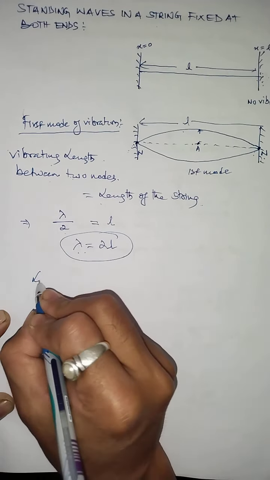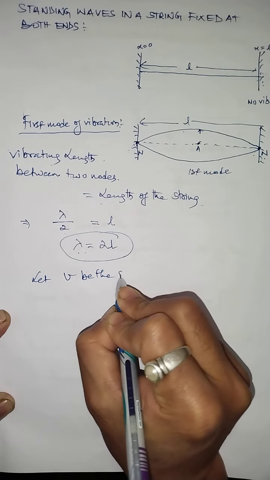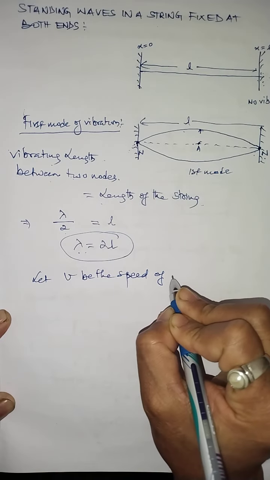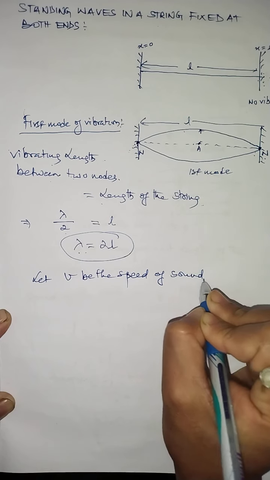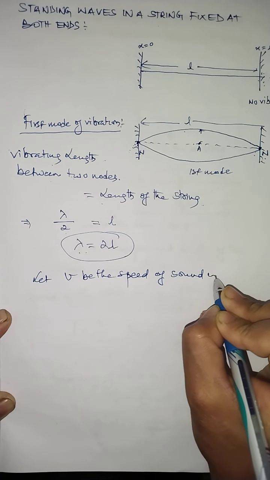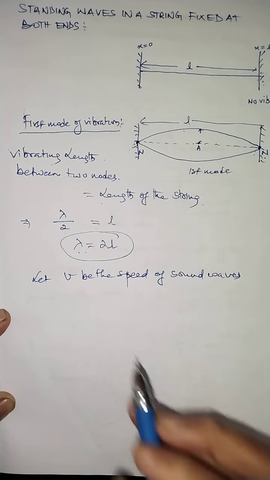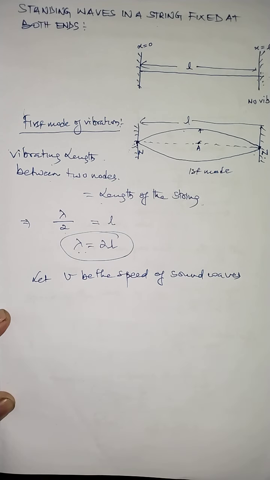Now I write down, let v be the speed of the standing wave, the speed of the sound wave. This is usually the speed of sound wave, because what is being produced here? Sound is being produced. Now if this is the speed, then the speed, the frequency and the wavelength can be expressed in terms of each other.